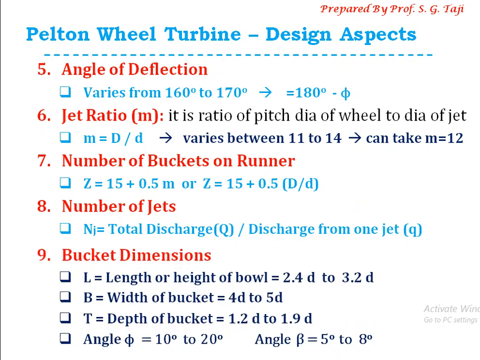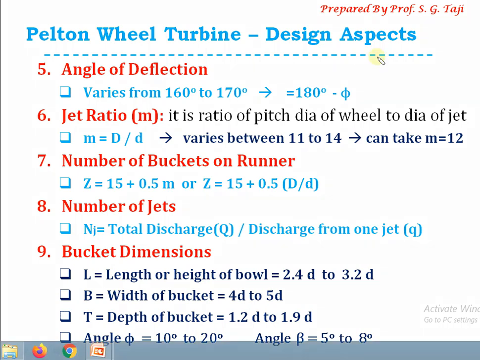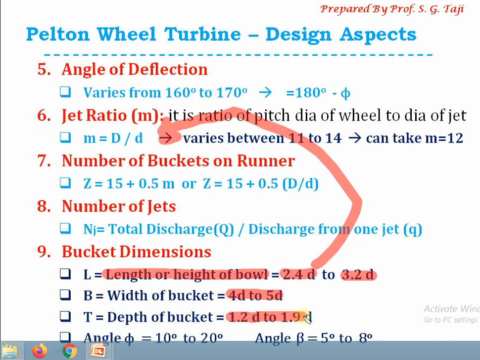And the last ones: the length of the bucket, or height of the bucket, can be computed by taking a value in between 2.4d to 3.2d, where d is the diameter of the jet. Next, the width of the bucket can again be considered in between 4d to 5d. Next, the depth of the bucket can be considered in between 1.2d to 1.9d.